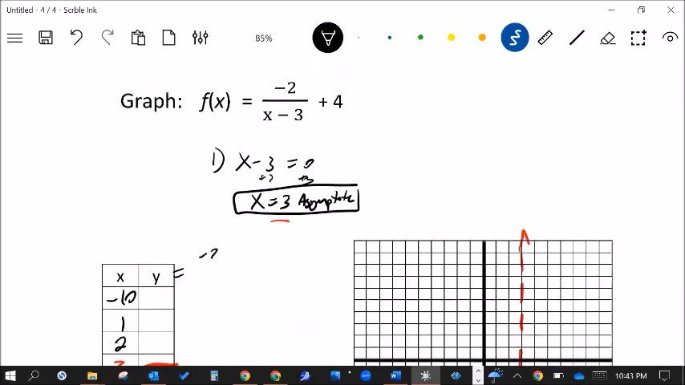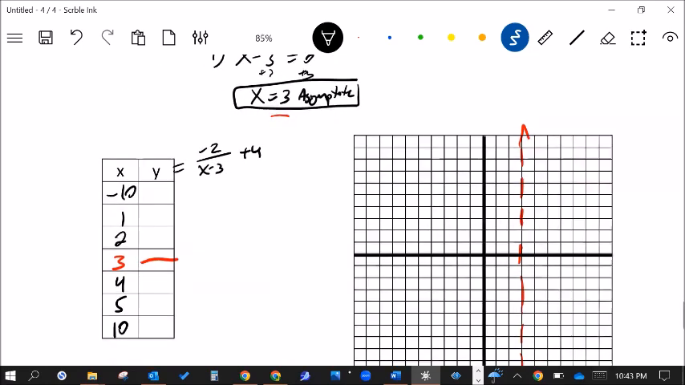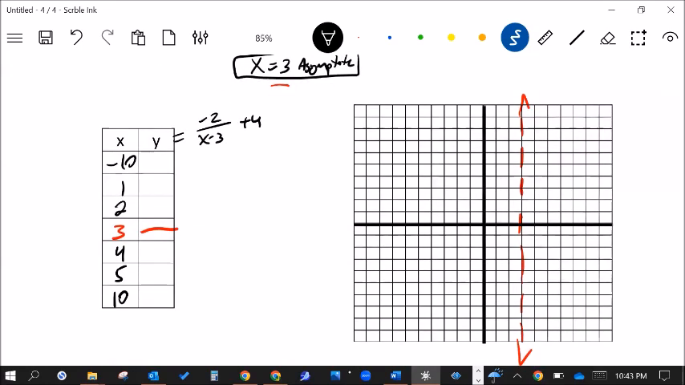Okay, so for each one, it's -2 over x minus 3 and then +4. So let's start with one of the maybe simpler ones. Let's start here with 2. So it's -2 over 2 minus 3, or 2 take away 3 is a negative 1, so that's 2. 4 plus 2 is equal to 6. So we'll actually put a 6 in here.